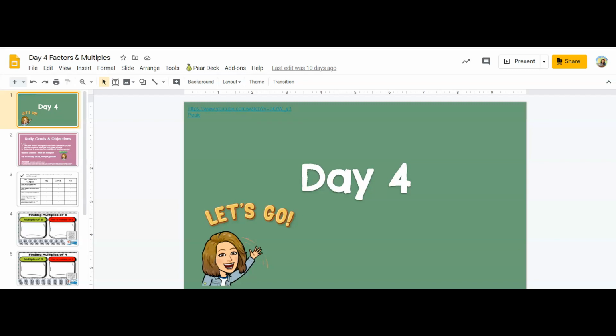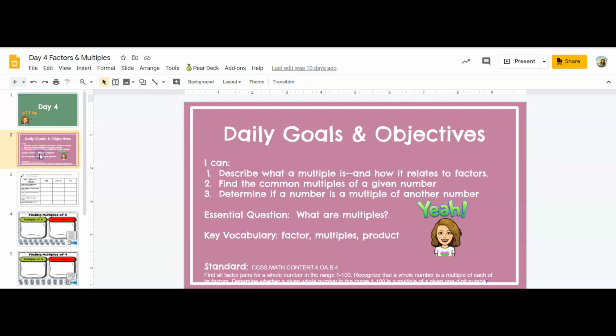Hi guys, today we're going to work on day 4 of factors and multiples. Let's take a quick look at our daily goals and objectives.